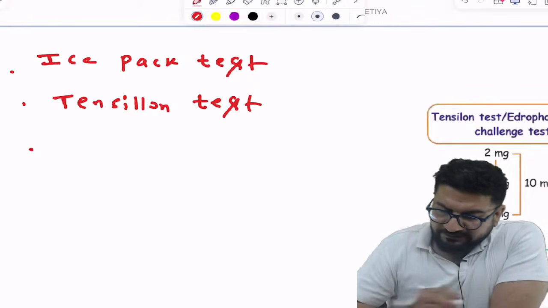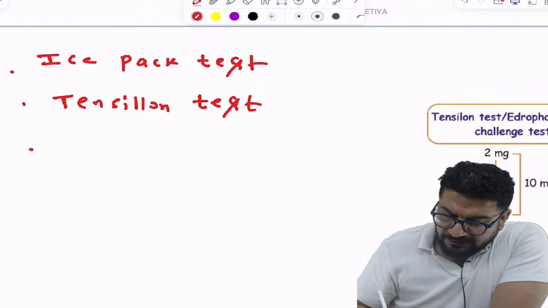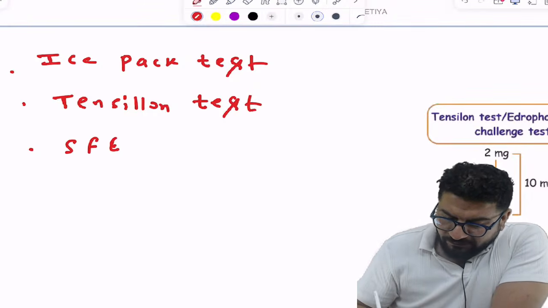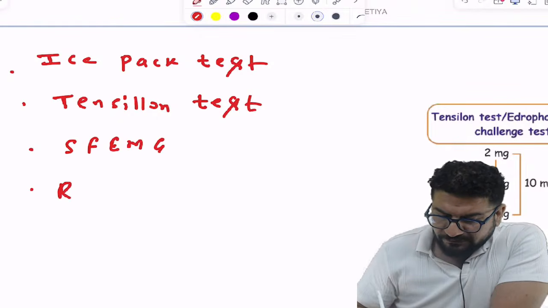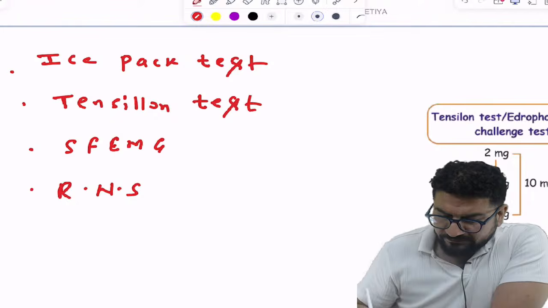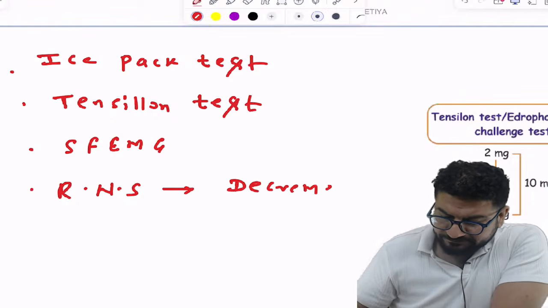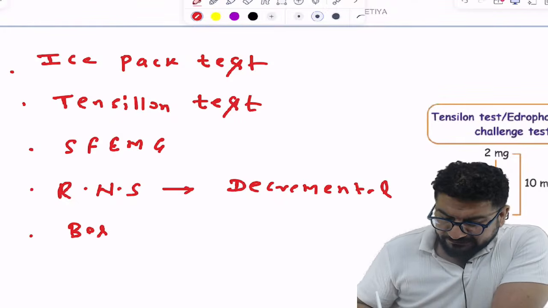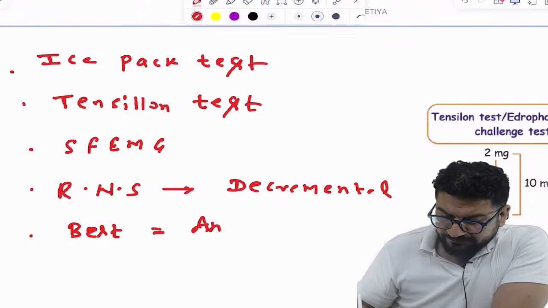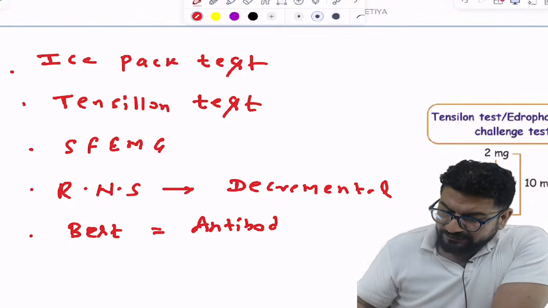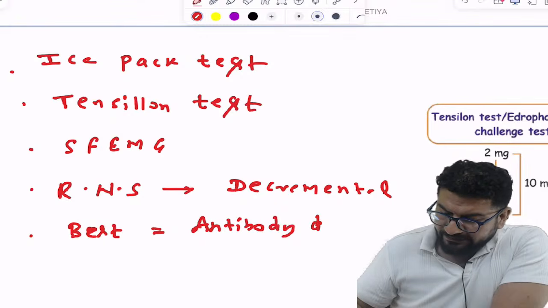In myasthenia gravis, single fiber electromyography. Here you will find jitter. Then you can do repetitive nerve stimulation. In this you will find a decremental response. But अगर मैं आपसे बोलूँ best test, it will be we need to find antibodies. We have to detect antibody. So antibody detection will be the best test.